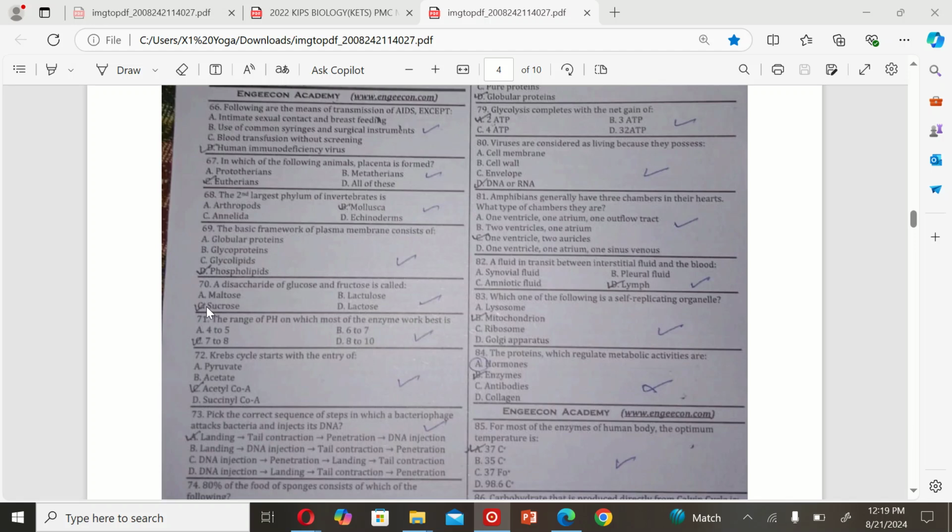The next MCQ is: a disaccharide of glucose and fructose is called A. Maltose, B. Lactulose, C. Sucrose, and D. Lactose. So the correct option is C.